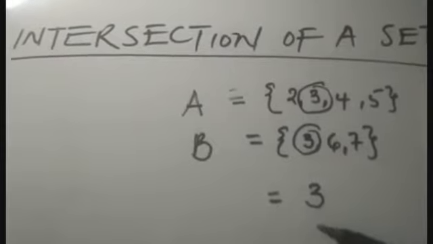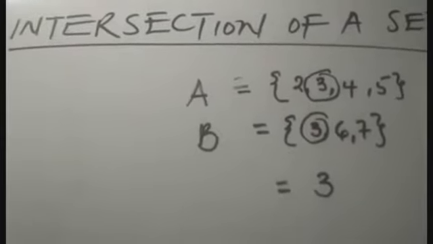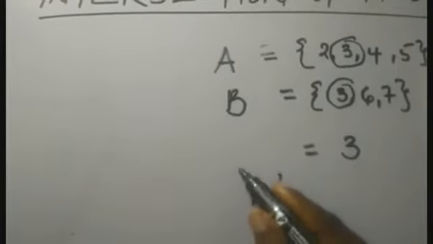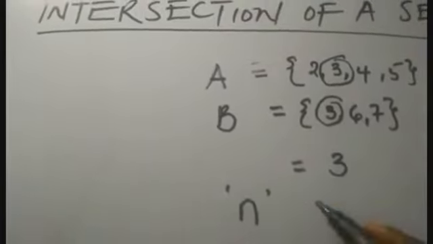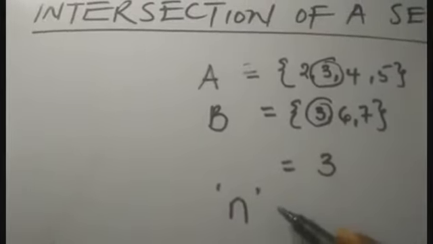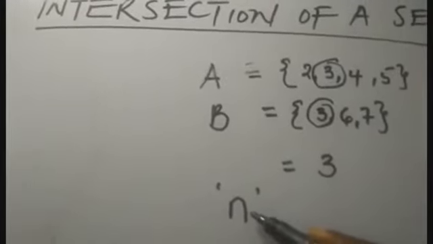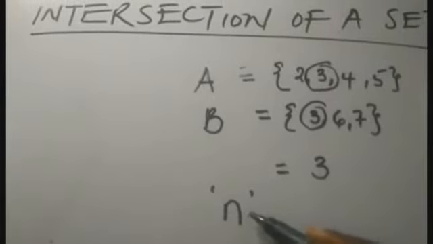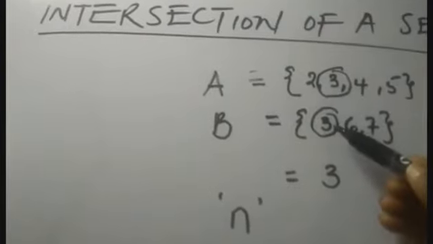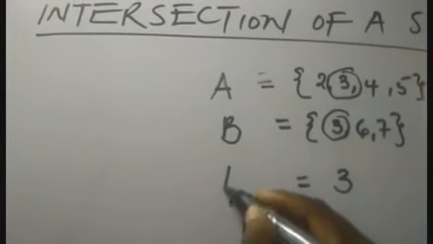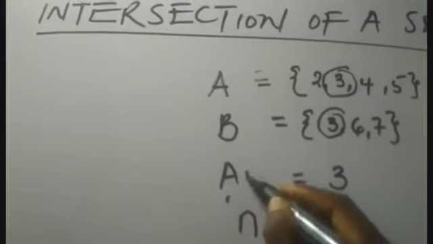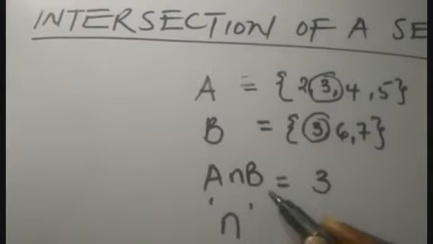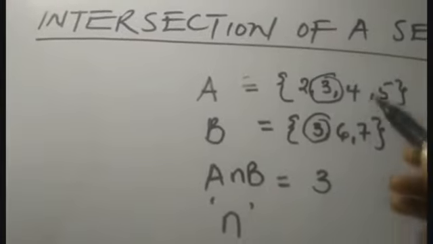Now, talking about intersection, the symbol for intersection is like a letter N. So anywhere you see this symbol, it simply means intersection of a set. Now, talking about this example, you can be asked to find A intersection B. So A intersection B is equal to 3.